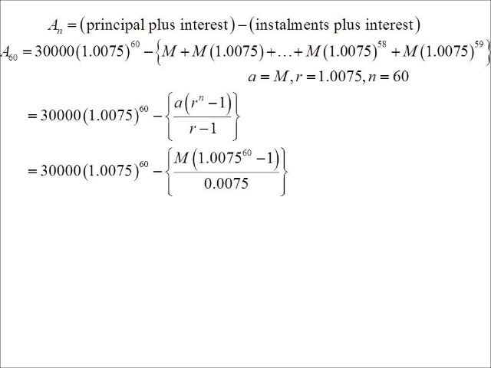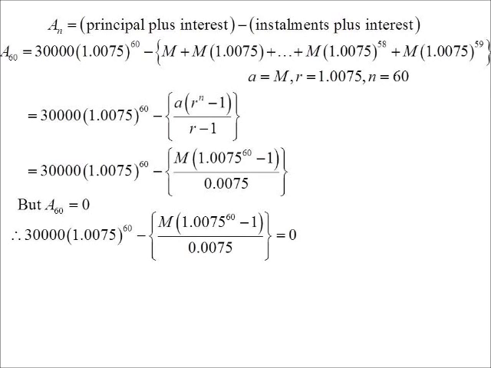Substituting into our geometric formula. But hang on a sec. We know what amount 60 is. It's going to be 0, because this is when I pay off the loan. So now I can solve this equation and work out what M is. So all of that has to equal 0.